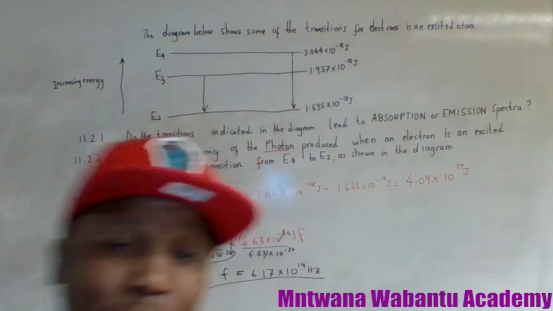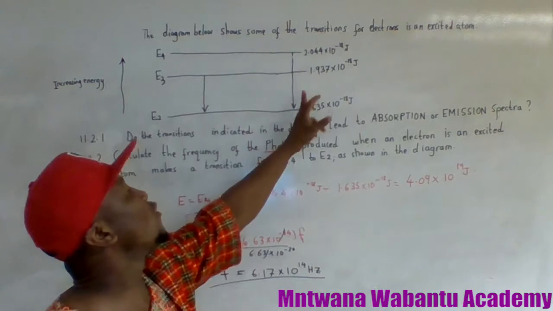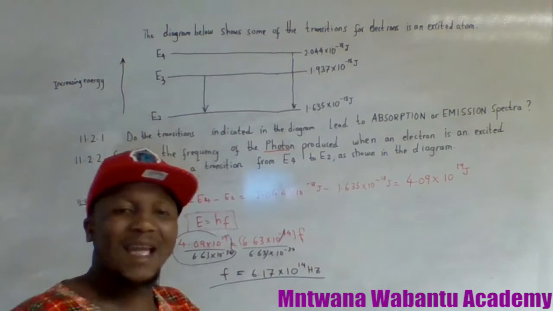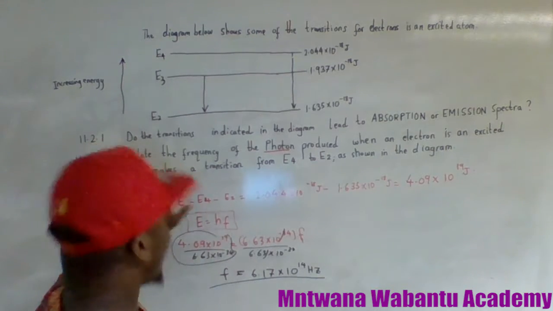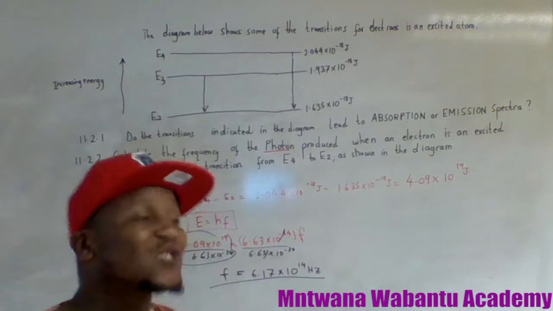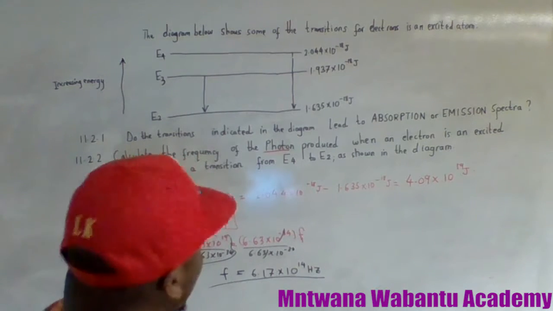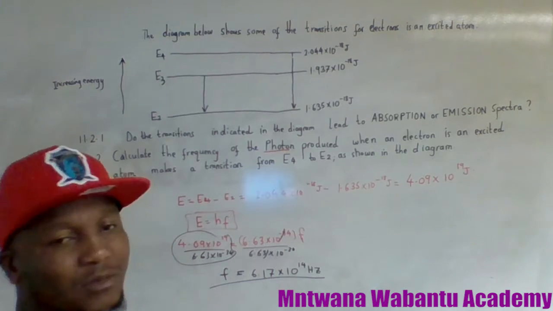This is going to be the frequency when the photons move from energy level 2 to 4. And remember, when the electron transits from here to there, some photoelectrons have to be emitted. And when photoelectrons are emitted, this is going to be the frequency of those electrons. So that's how you do this question.